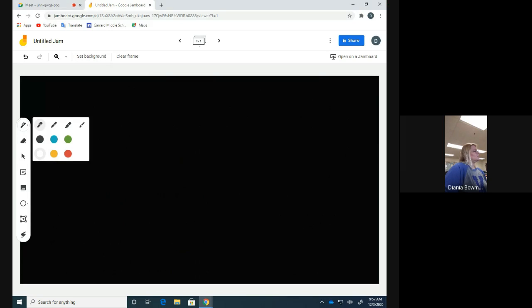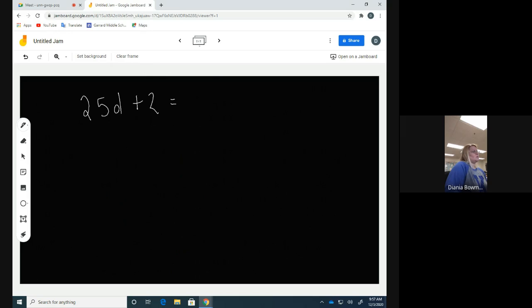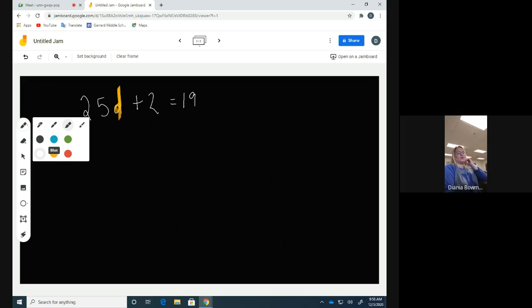Let's do 25d plus 2 equals 19. What is my variable in this problem? D. So I want to get D all by itself. D is the variable. I want to get it by itself. So what is with D but not attached to it? So what's on the same side of the equation as D?